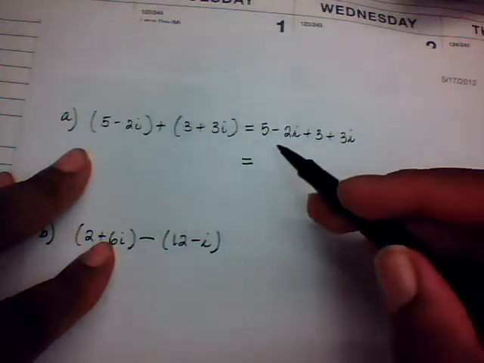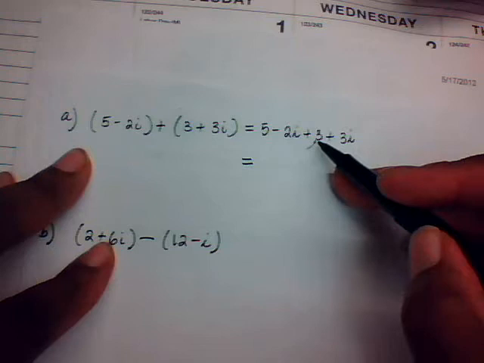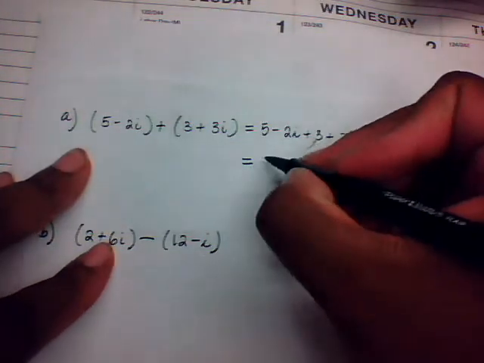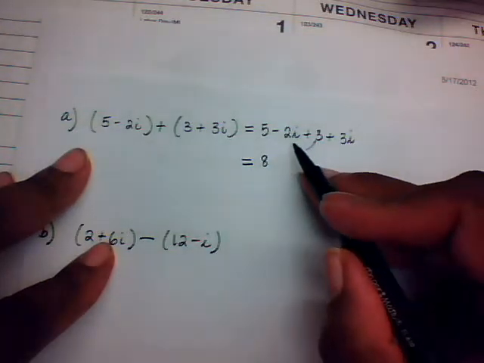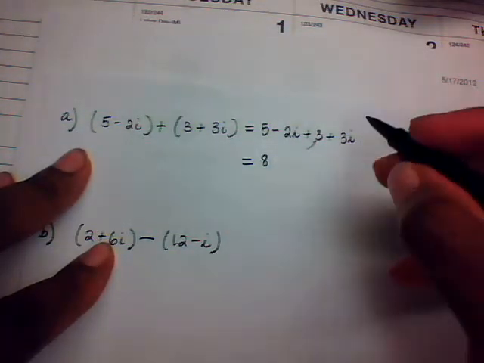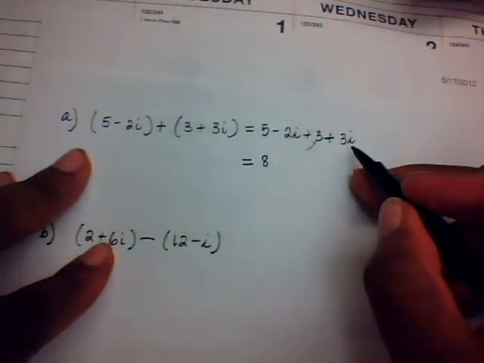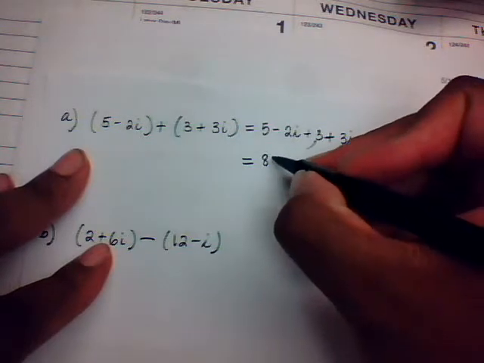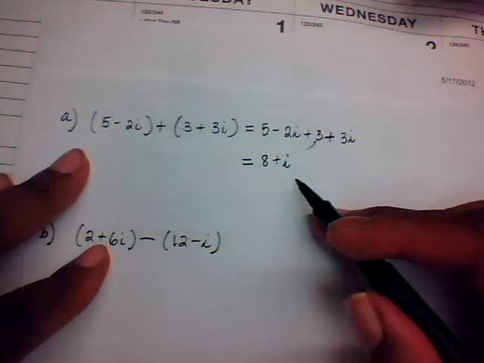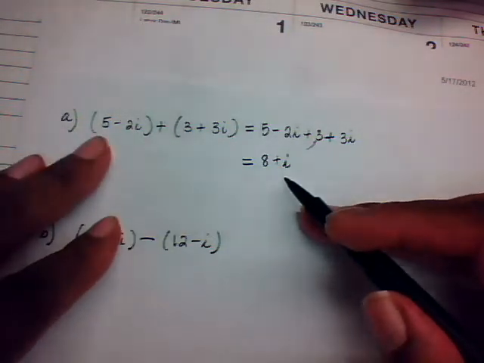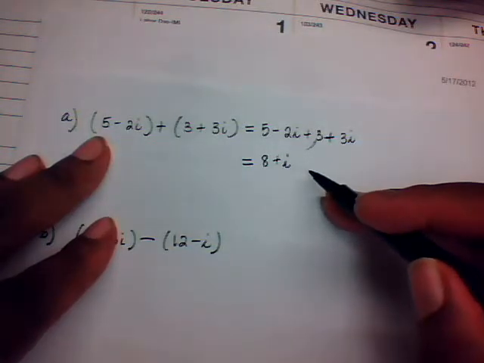And then we can combine like terms here. The real parts we can add together, the 5 and the 3. That's 5 plus 3, which will give you 8. And then the imaginary parts, negative 2i plus 3i, that's going to give you a 1i. But of course, 1i, we can write that as plus i. And that's all there is to it. So here, the sum of those two complex numbers will give me 8 plus i.